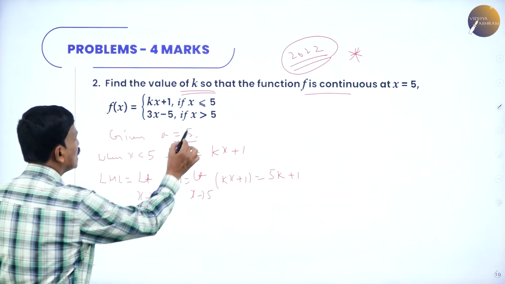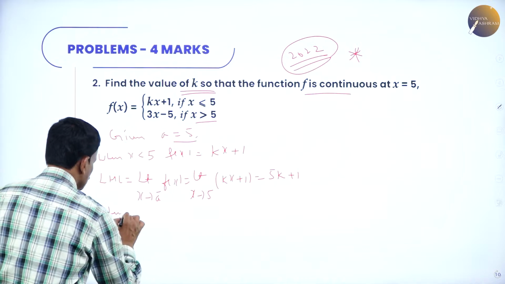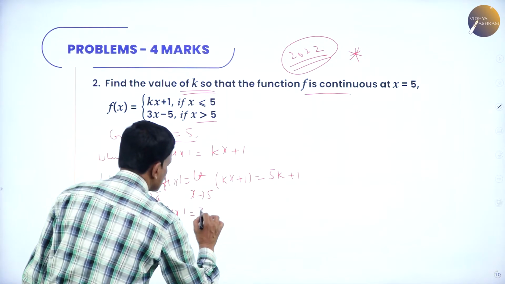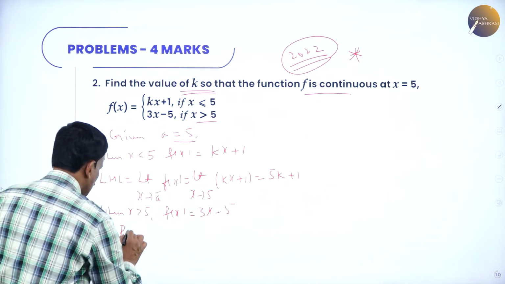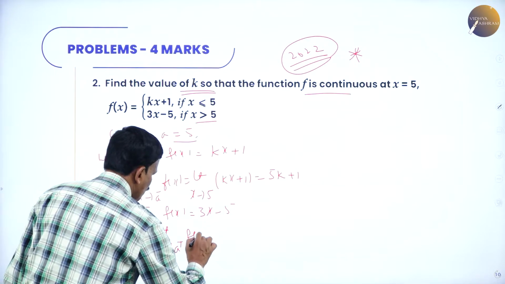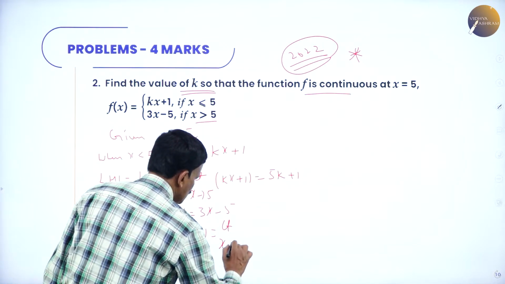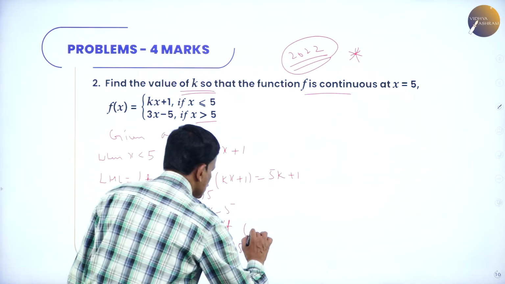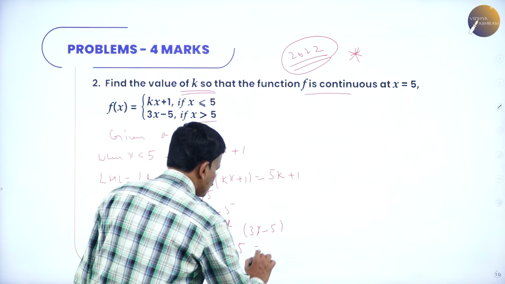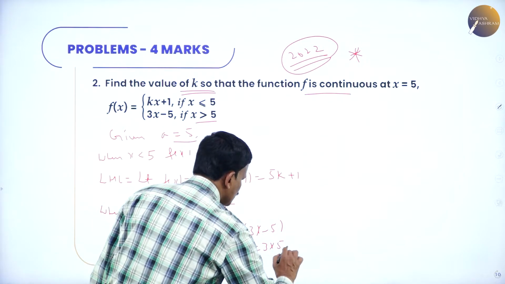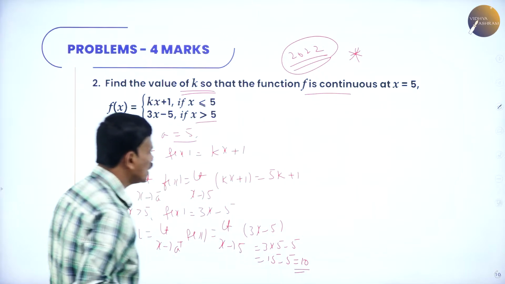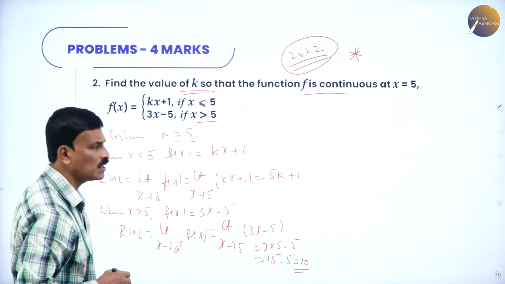Second one, when x is greater than 5, what is f of x? 3x minus 5. So you will get the right hand limit. Right hand limit is equal to limit x tends to a plus of f of x. So this is limit x tends to 5 plus of 3x minus 5. Just put x is equal to 5: 3 into 5 minus 5, 15 minus 5, this is equal to 10. So right hand limit is 10, left hand limit is 5k plus 1.